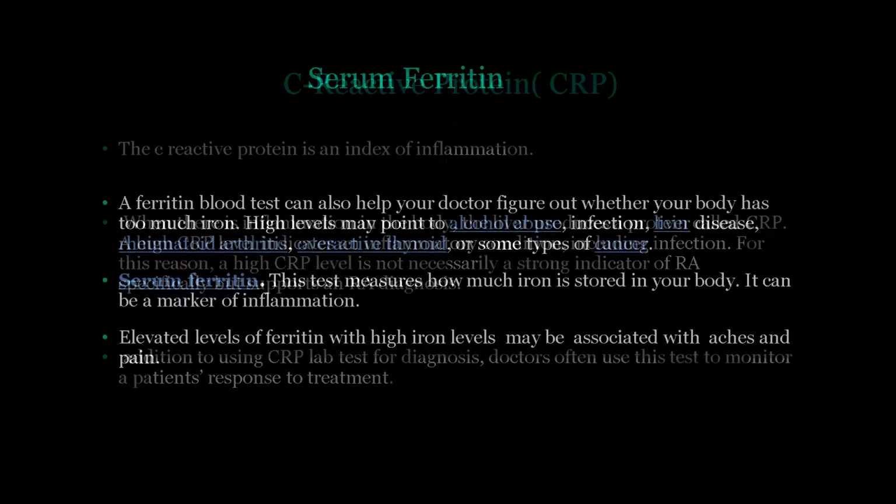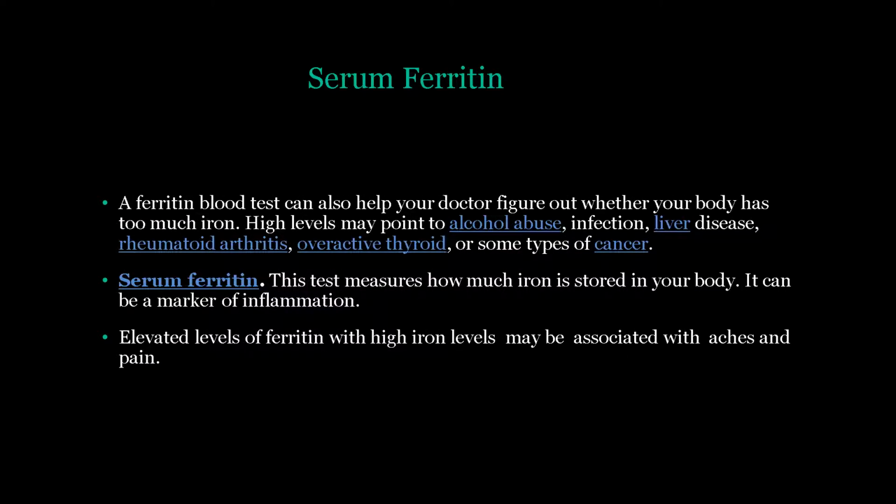in addition to diagnosis. Serum ferritin. A ferritin blood test can help your doctor figure out whether your body has too much iron. High levels may point to alcohol abuse, infection, liver disease, rheumatoid arthritis, overactive thyroid, or some types of cancer. It measures how much iron is stored in your body and can be a marker of inflammation. Elevated levels of ferritin with high iron levels may be associated with aches and pains.